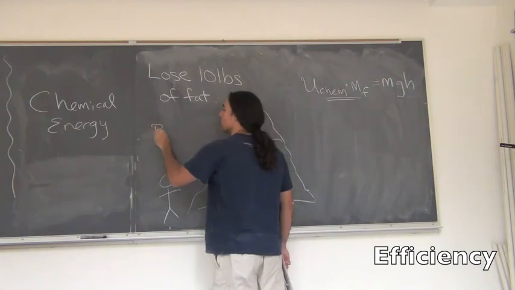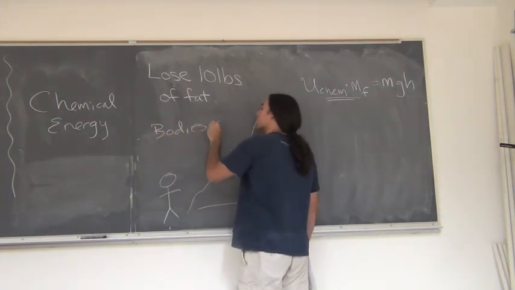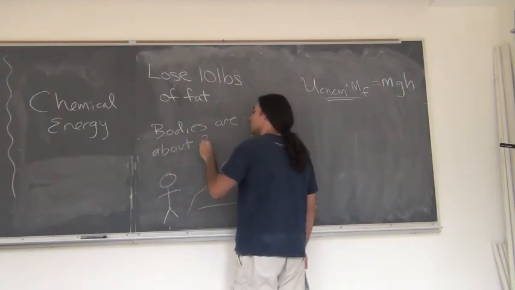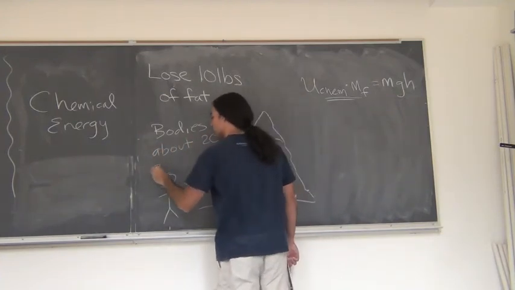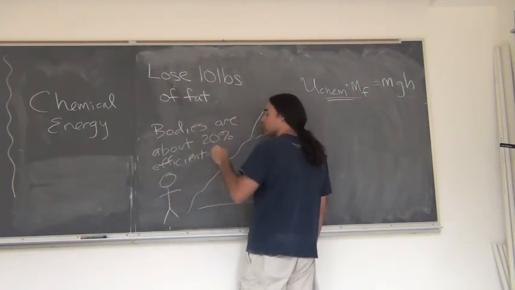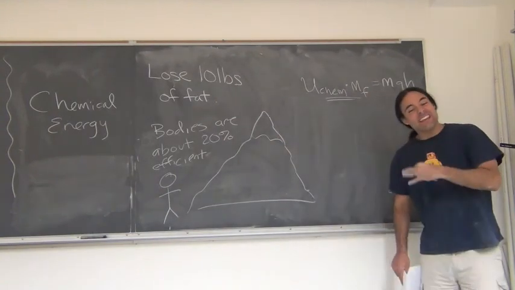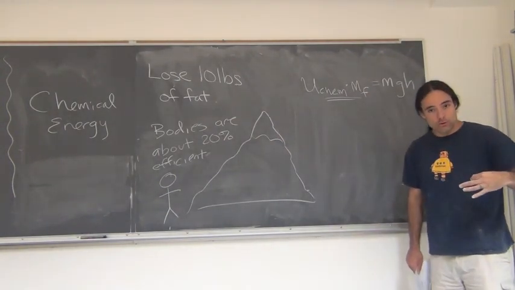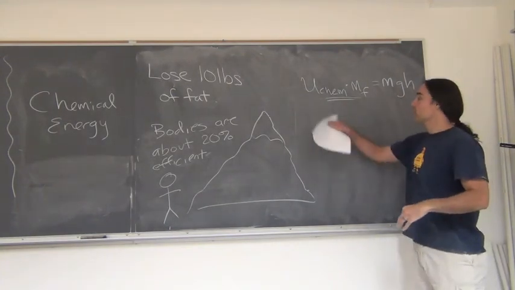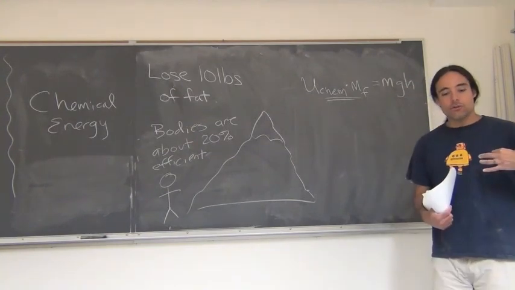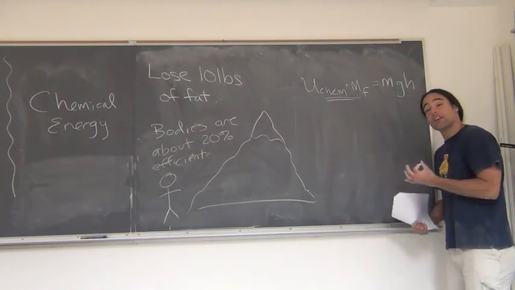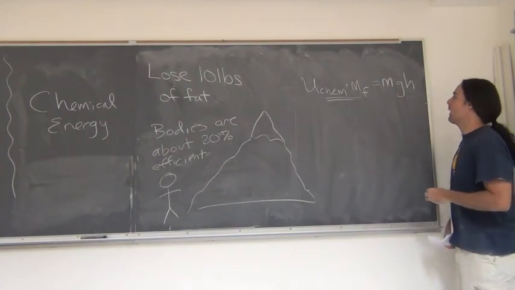So our bodies are about 20% efficient. What that means is that 80% of the energy that we use in order to move us up the mountain, 80% of that is completely wasted in terms of heat and other forms of energy. So our bodies are somewhat inefficient in that way.